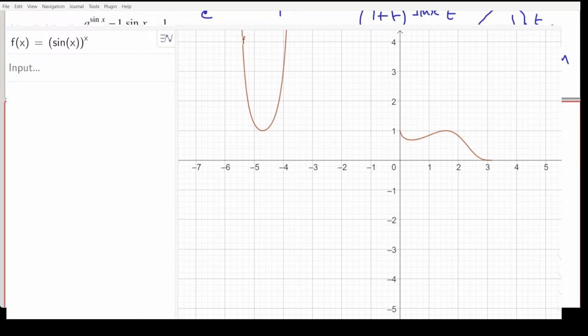Sir, I'm getting sin x raised to x into sin x plus x cos x after differentiating that. Okay, what did you do? You've taken this function as y, right? You've taken logarithm on both sides, right? Yes, sir. That gives x log sin x, right? x ln sin x, right? Yes, sir. Okay, now what does it mean?